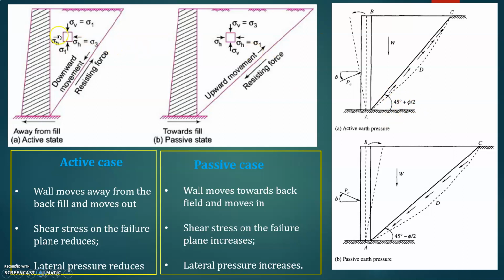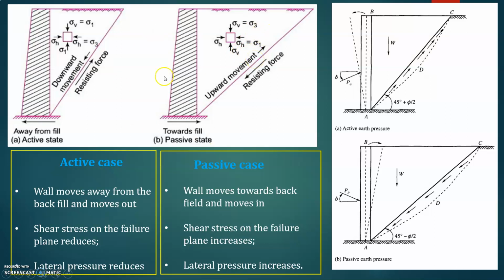And here you can see this is the stress condition, and this is the vertical force and this is the horizontal force. In the case of the active state, the vertical force is sigma 1 and the horizontal force is sigma 3. That is opposite in the case of the passive state. You can see here in the stress condition, vertical force equals sigma 3 and horizontal force equals sigma 1.